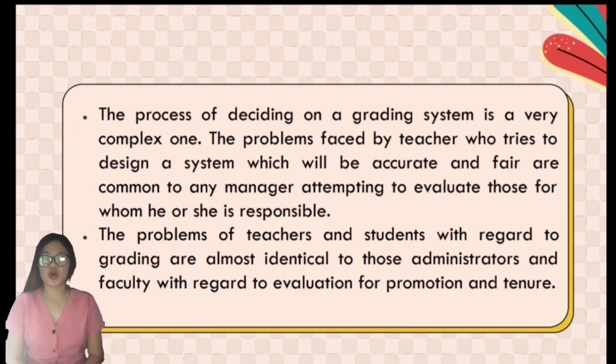So the process of deciding on a grading system is a very complex one. The problems faced by a teacher who tries to design a system which will be accurate and fair are common to any manager attempting to evaluate those for whom he or she is responsible. While choosing a grading system is a difficult procedure, any manager attempting to evaluate individuals for whom he or she is responsible will confront the same difficulties as a teacher attempting to establish an accurate, fair approach.